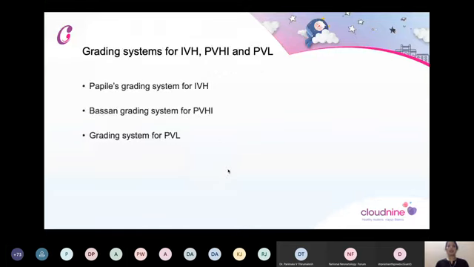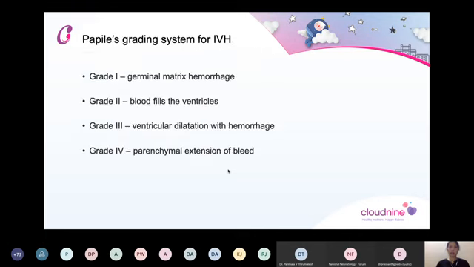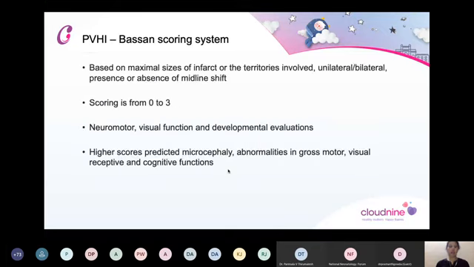Now, there are certain grading systems for IVH, for periventricular hemorrhagic infarction and periventricular leukomalacia. Papile's grading system is the commonest that is used for intraventricular hemorrhage. Grade 1 is the germinal matrix hemorrhage located in the caudothalamic groove. Grade 2 means the blood has filled the ventricles. And grade 3 means that there is ventricular dilatation along with the hemorrhage, so there is some enlargement of the ventricular cavity. Grade 4 means that there has been some parenchymal extension of the bleed. So grade 1 and 2 have good prognosis, whereas grade 3 and 4 have bad prognosis.